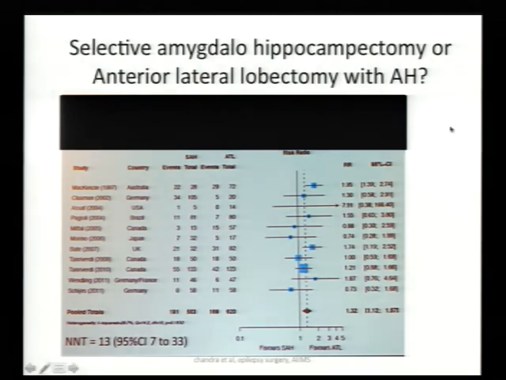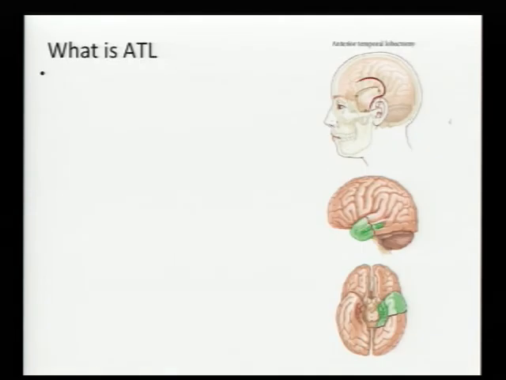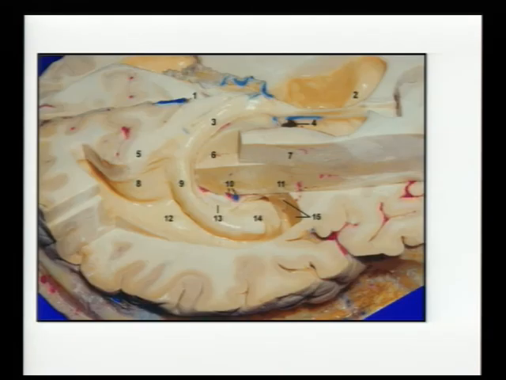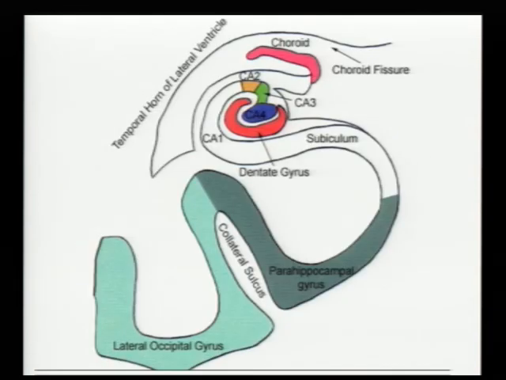Now we have had this discussion of selective versus traditional amygdalohippocampectomy. Even though there has been no class 1 evidence, meta-analyses from the world over show that a traditional ATL has better outcomes than selective amygdalohippocampectomy. So what is amygdalohippocampectomy? Sorry, why is this going like that?